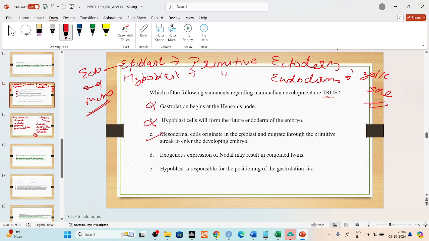Then next is, exogenous expression of nodal may result in conjoined twins. So yes, because nodal is a signaling molecule which is responsible for axis formation, your body axis formation. And abnormal expression can lead to the duplication of axis, therefore it can lead to conjoined twins. So nodal is responsible for body axis formation.